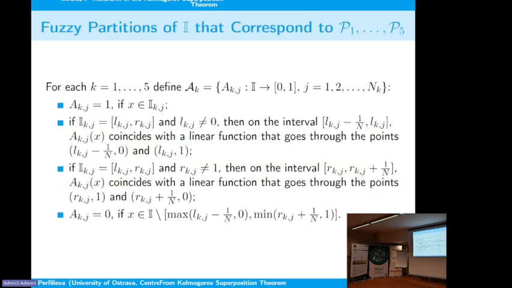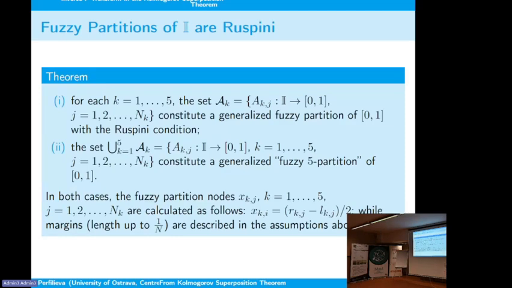So this is how from the Kolmogorov partition we come to this fuzzy partition. This is the characterization which I explained to you, how we construct these trapezoidal functions. In this case, we have 5 partitions. What is important is that it is possible to prove that each partition is a partition of unity. But if we unify all partitions, we obtain the so-called fuzzy 5 partition introduced by Stefanini.